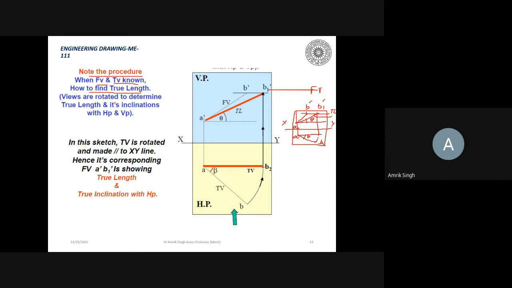Okay? And you see it is longer than the top view. So this is how, when the projections are given, that means when front view and the top view are known, how to draw. This is the method. समझ में आया या नहीं आया?